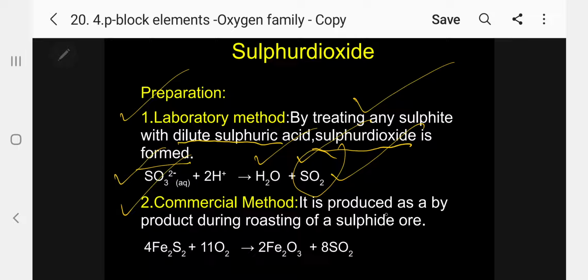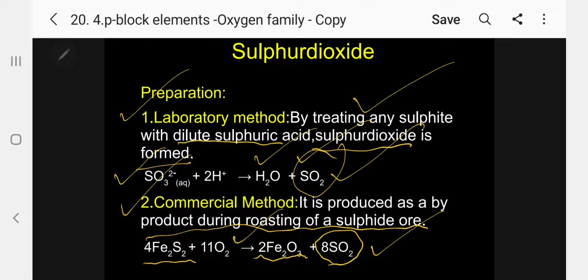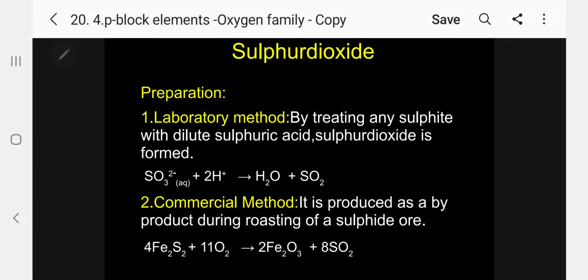Commercial method: it is produced as a byproduct during roasting of a sulfide ore. For any sulfide ore, in this case I am giving FeS2, when it is oxidized by roasting in the presence of oxygen in a blast furnace or reverberatory furnace, it is converted into ferric oxide, and sulfur dioxide is produced in large quantity. So this is the commercial method.